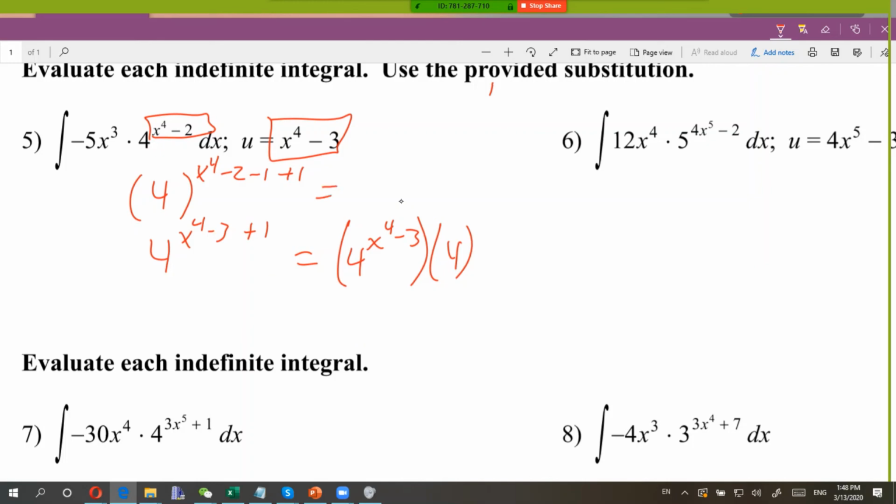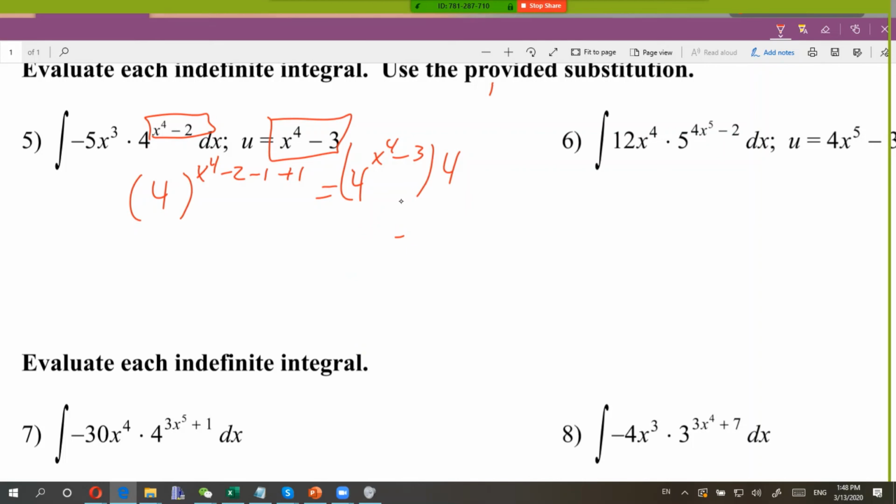Now I'm going to rewrite my original problem, and we'll keep going from there. If I do this on one line, 4 to the x to the fourth minus 3 times 4. I'm just doing this to save space so that I can erase this part. My original problem is now: I'm going to pull out that negative 5 times the integral of, I've got 4 on the outside from this part, x cubed times 4 to the x to the fourth power minus 3, times dx. Now I can make my substitution. So this is negative 5 times the integral of 4 to the u times u prime. Yes. Okay.